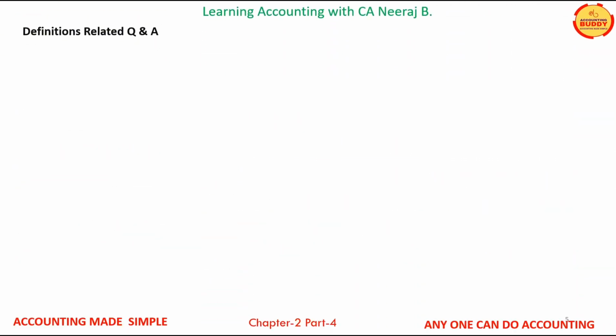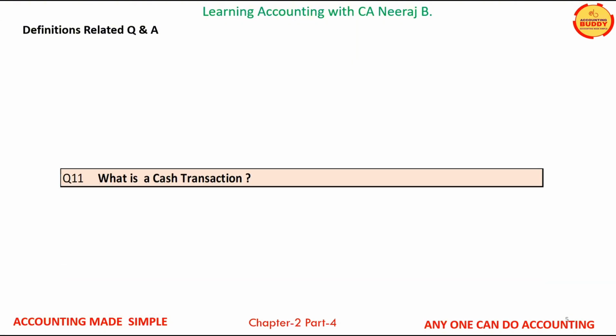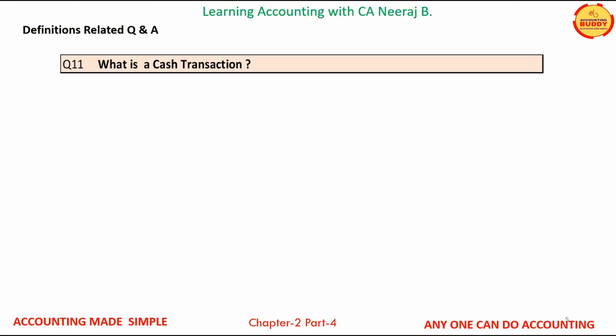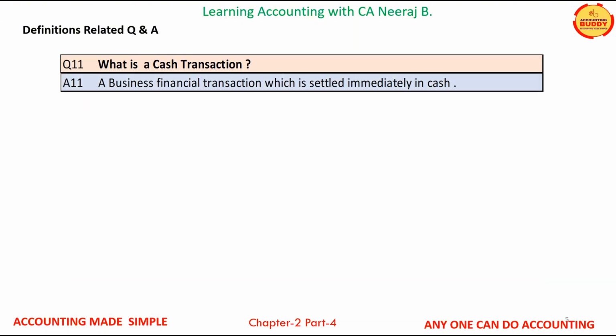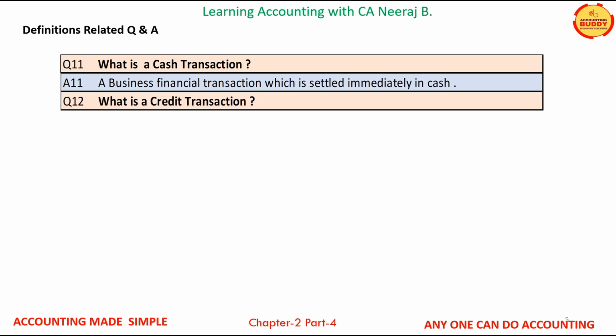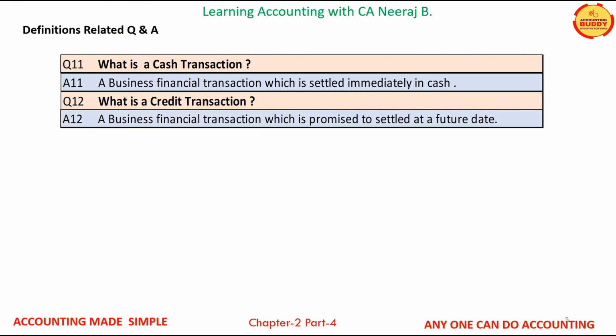In this section, we will address the question and answers related to definitions. Question number 11 is on your screen. What is a cash transaction? A business financial transaction which is settled immediately in cash is a cash transaction. Question number 12. What is a credit transaction? A business financial transaction which is promised to be settled at a future date is termed as credit transaction.